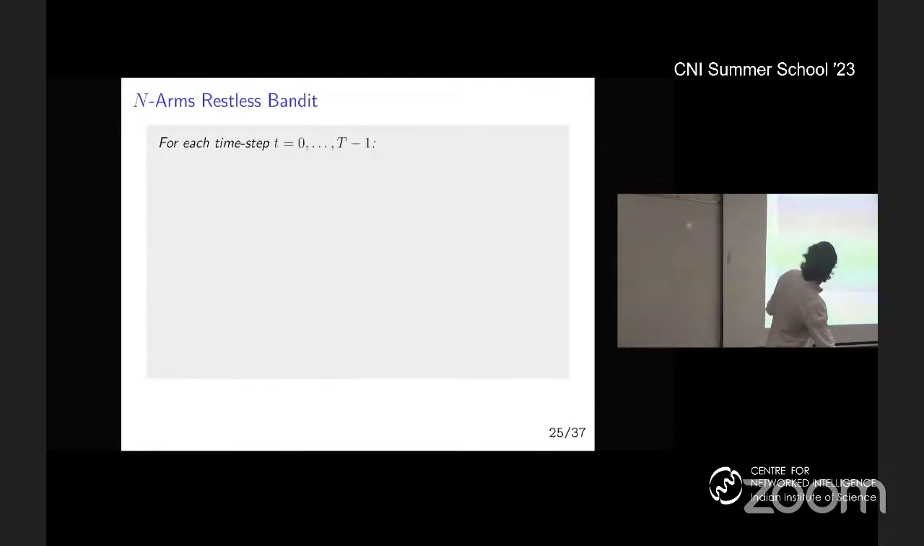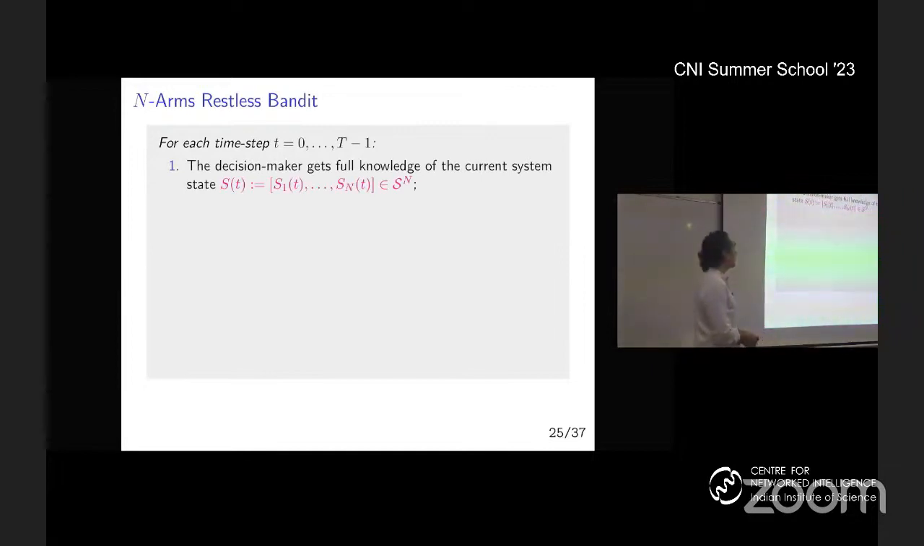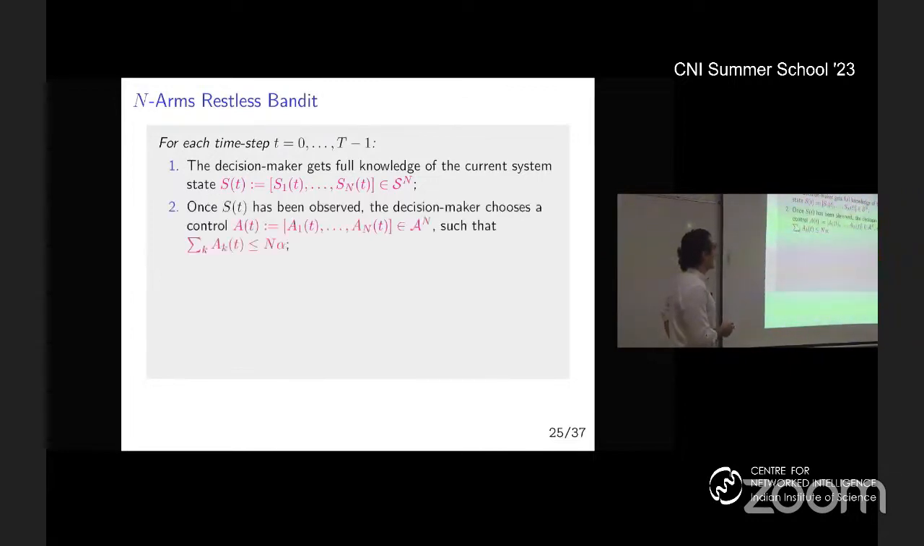More precisely, how it works. The decision maker gets full knowledge of the current state of the system. So you see that you are in a product space. Once the state has been observed, the decision maker chooses a control A(t): for every arm, he decides to activate it or not. We assume that the number of arms that can be activated should be smaller or equal to N alpha. So basically, on average, you should only activate alpha arms.